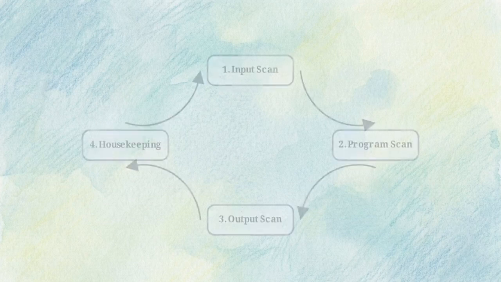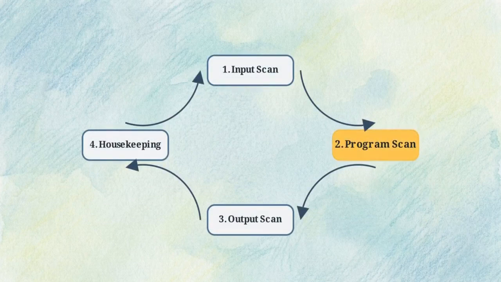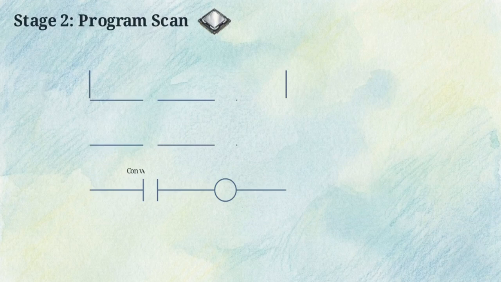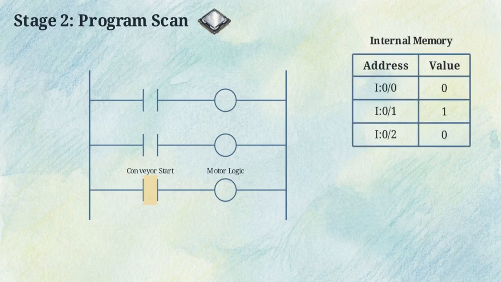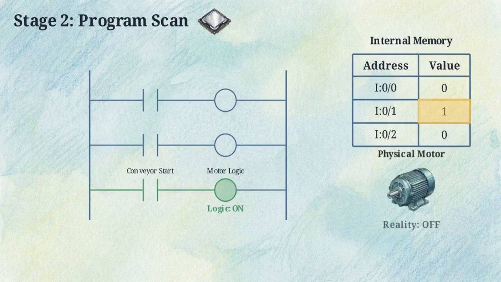We move to stage 2, the program scan. Here, the CPU reads through your ladder logic program. It evaluates each rung line by line, moving strictly from top to bottom, left to right. Reaching the logic controlling our conveyor, the CPU checks the internal memory table. It sees the digital 1, determining the motor should activate. But the physical motor does not start yet. The decision is updated exclusively inside internal memory.